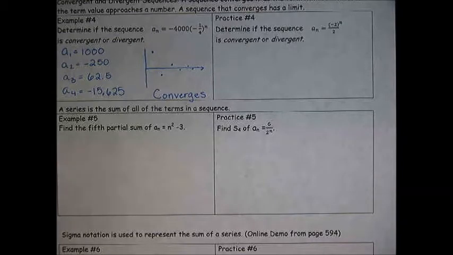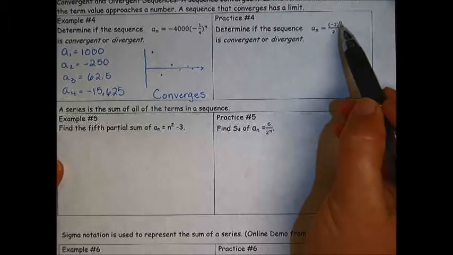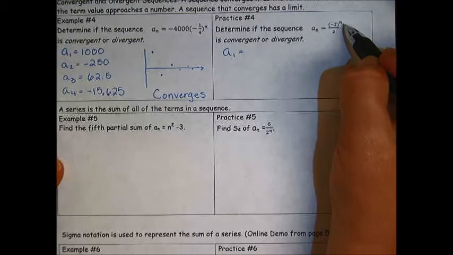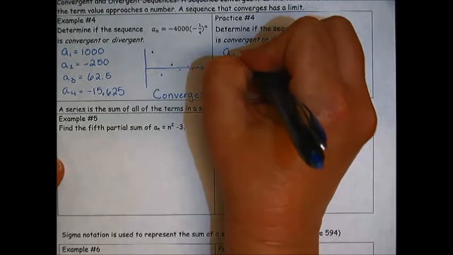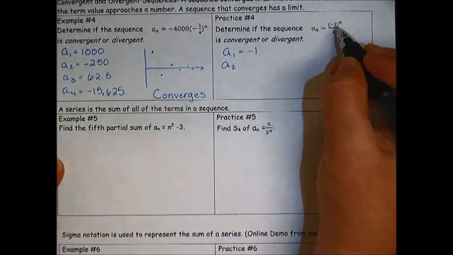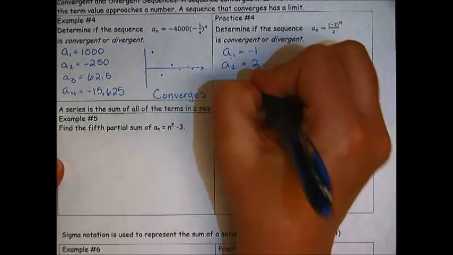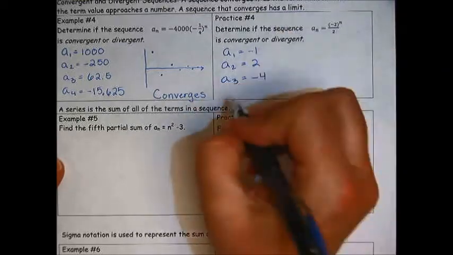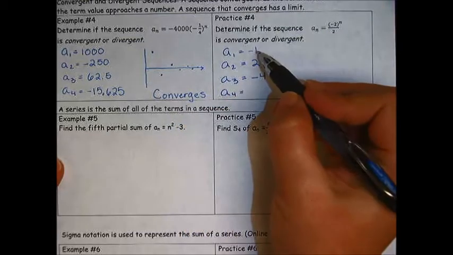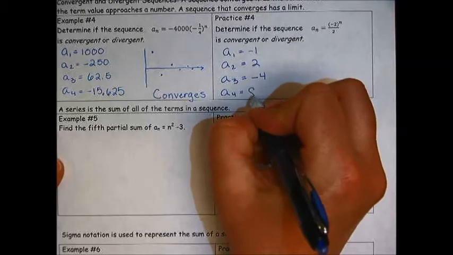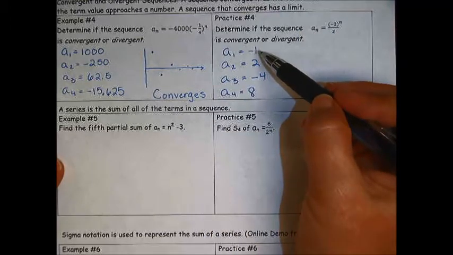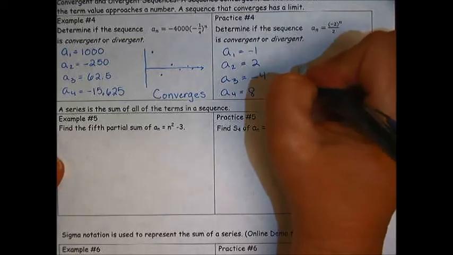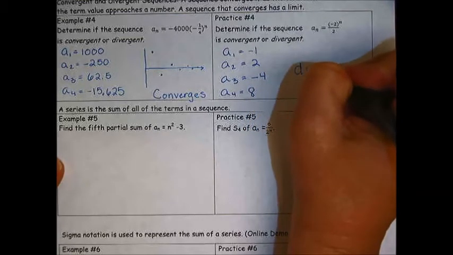So let's try the second one. It says practice, but let's try it as an example. We want to plug in values again, and this sequence is a sub n equals negative 2 to the nth power divided by 2. So if we plug in 1, we have negative 2 to the first power, which is negative 2 divided by 2, which is negative 1. If we plug in 2, negative 2 to the second power is 4 divided by 2 is 2. Plug in 3, negative 2 to the third power is negative 8 divided by 2 is negative 4. And we can start to see a pattern develop. We're multiplying by negative 2 every time. So this would be 8. Again, our values are alternating signs, negative and then positive and then negative, but they're getting bigger every single time. So it is diverging.